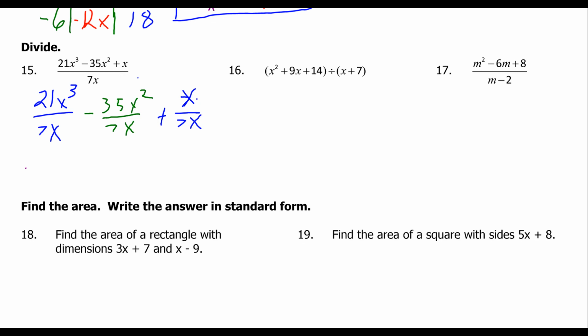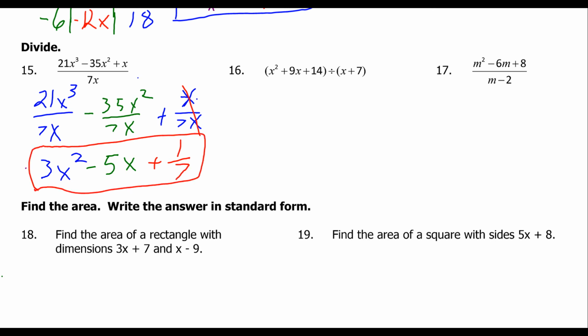Now, let's see. We've got 21x cubed over 7x. That's going to be 3x squared. And then 35 divided by 7 is 5. So minus 5. And then x squared divided by x is just x. And then we got x divided by x. Those cancel, so we're going to go 1/7. There's the end of that problem. It's that simple. Now, number 16.